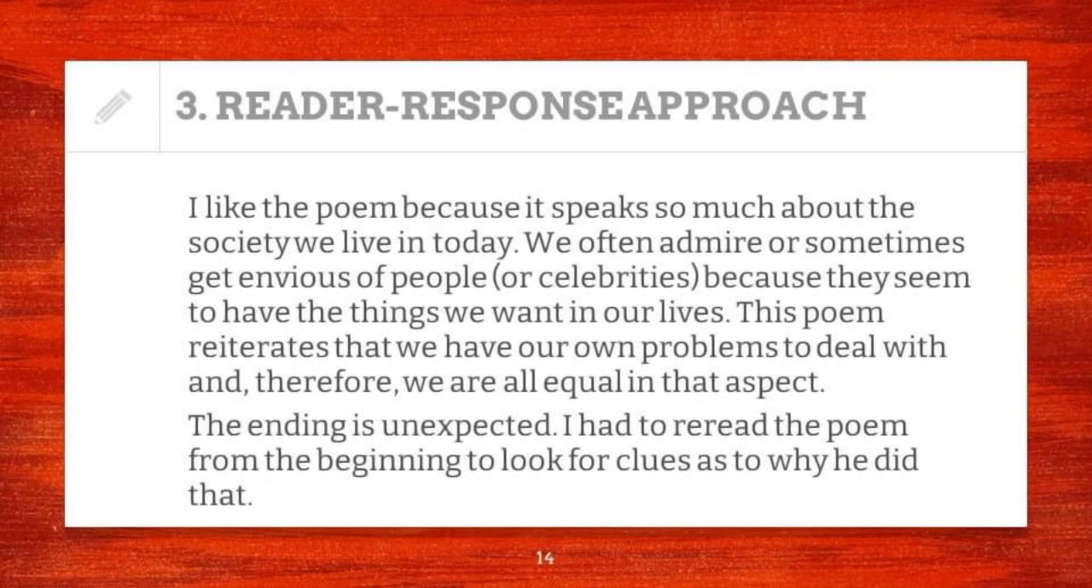This is a short sample of a reader response approach. I like the poem because it speaks so much about the society we live in today. We often admire or sometimes get envious of people because they seem to have the things we want in our lives. This poem reiterates that we have our own problems to deal with, and therefore we are all equal in that aspect. The ending is unexpected. I had to reread the poem from the beginning to look for clues as to why he did that.